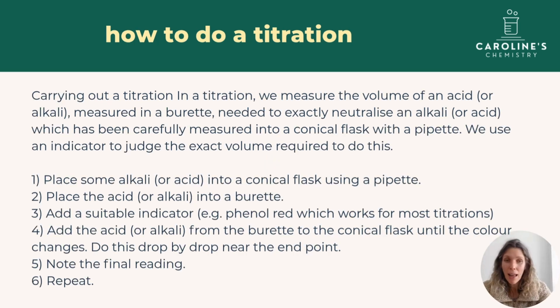So the method for a titration is about trying to measure the exact volume needed to neutralize your sample, your acid or alkali. And we use an indicator in order to get that exact volume. And we're talking like how exact, how accurate, like one drop will change the color of the indicator, and that's the exact neutralization. So this is your step-by-step method.